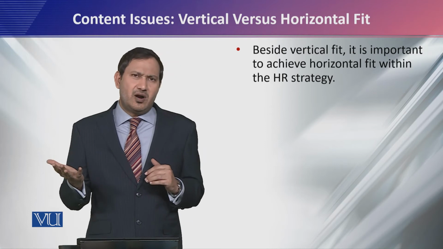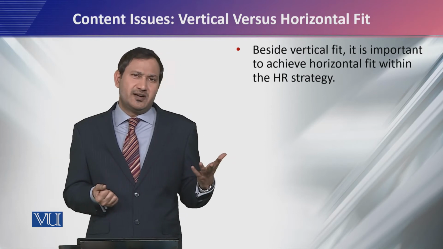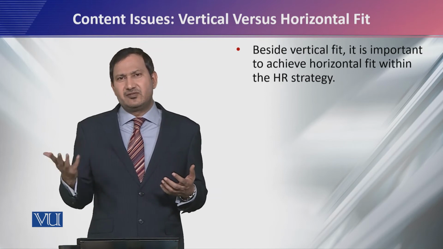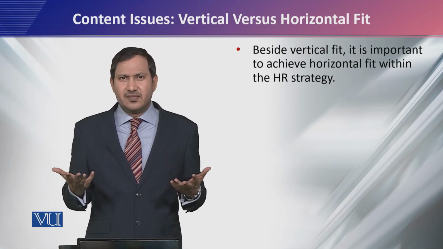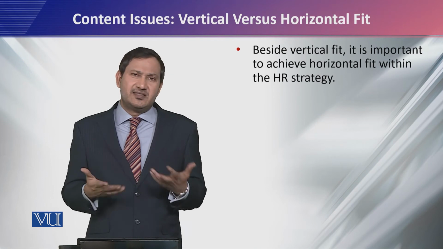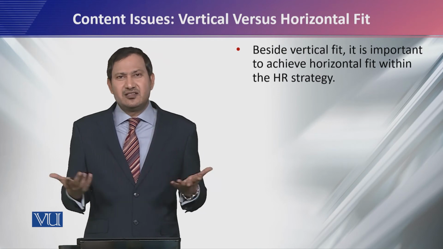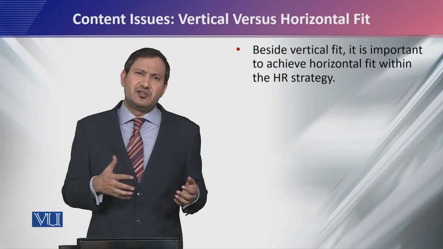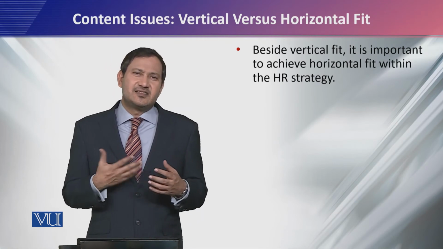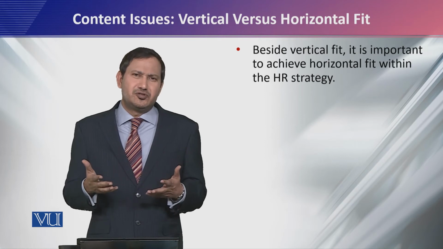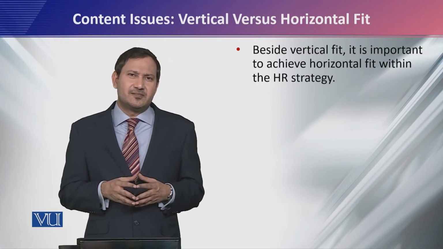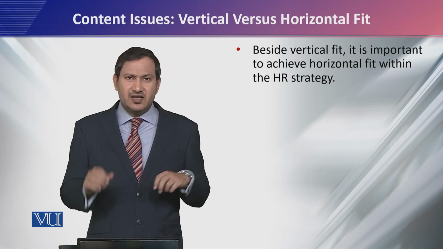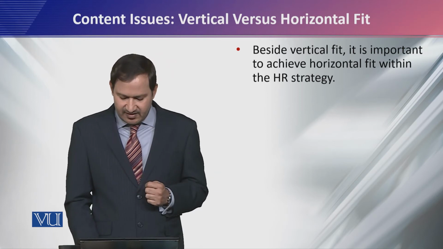For example, the reward system should match with the recruitment and selection system. The recruitment and selection system should match with the training and development system. The recruitment and selection system should also match with the culture of the organization. The culture of the organization should be consistent with the structure of the organization. The structure of the organization should support the strategy of the organization. So there should be a fit between the internal factors, the HR strategy, and the functional areas.